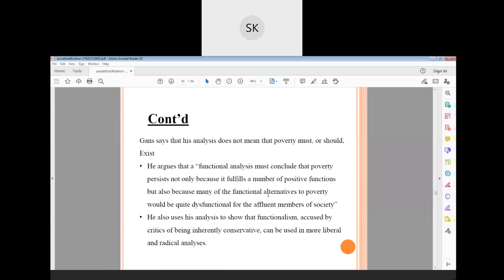And he also uses his analysis to show that functionalism, accused by critics of being inherently conservative, can be used for a more liberal and radical analysis. Through that, poverty can be eliminated. This is what he said. That is functionalism.